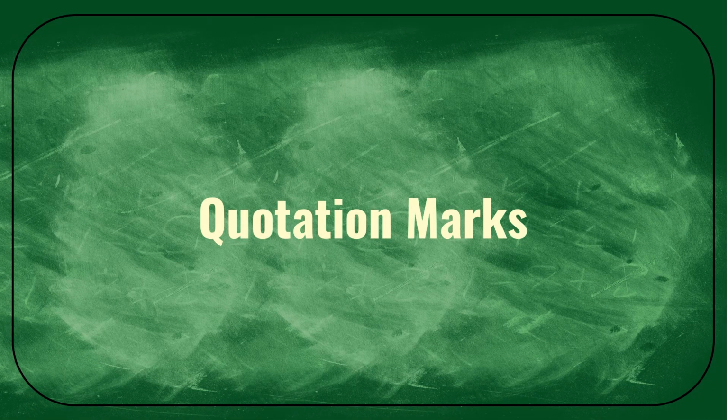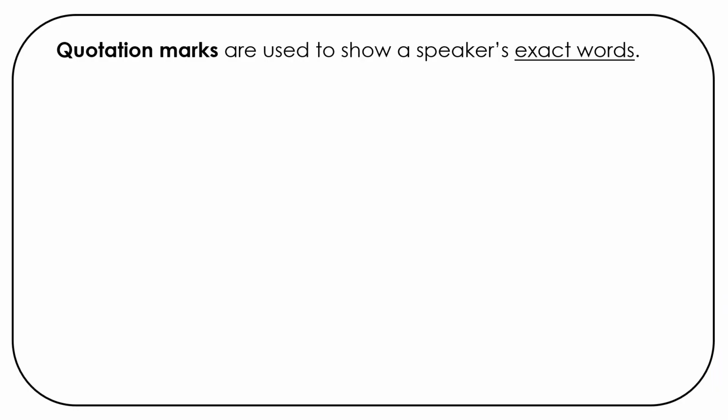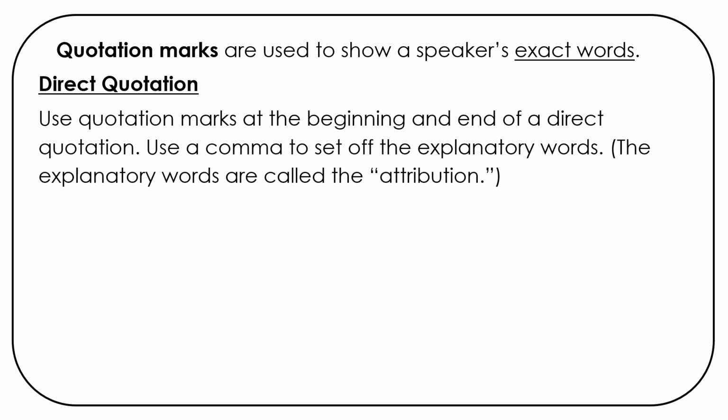Quotation marks. Quotation marks are used to show a speaker's exact words. Direct quotation. Use quotation marks at the beginning and end of a direct quotation. Use a comma to set off the explanatory words. The explanatory words are called the attribution.